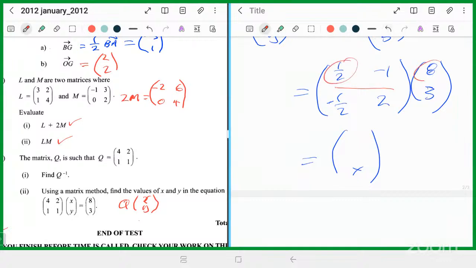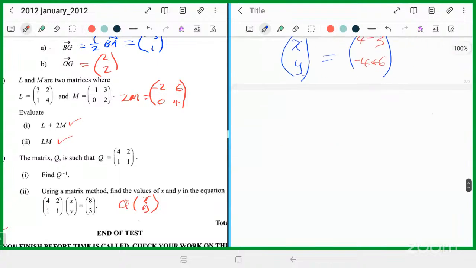The half times 8 is 4. The minus 1 times 3 is negative 3. And this value here is positioned in the second row, 1 column. So using this second row and this 1 column to get it, it's first element times the first element, second element times second element. And so it becomes negative half times 8, which is negative 4, and 2 times 3 is 6. And this is your XY that you're calculating.